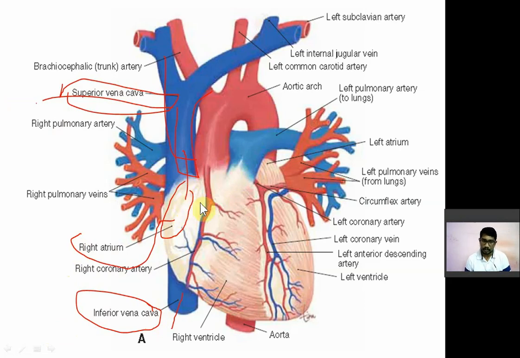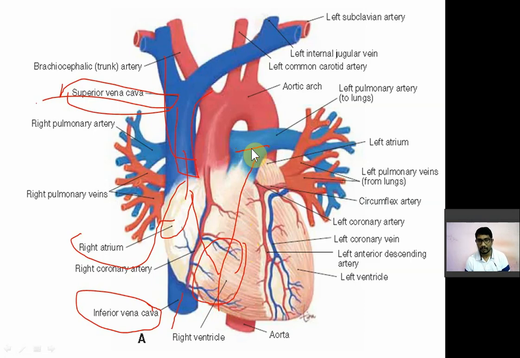Now after this, the blood from the right atrium will enter into the right ventricle. This is known as the right ventricle, and from the right ventricle blood will be pumped into the pulmonary vein, with its left and right branches.